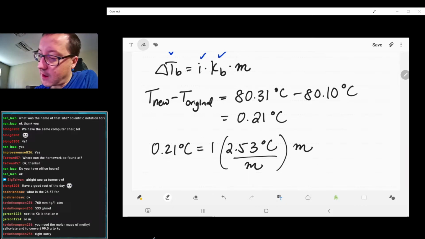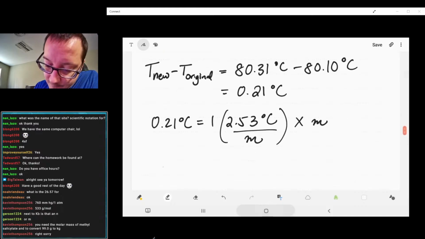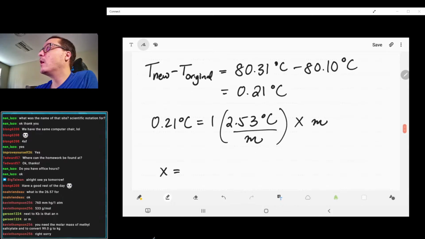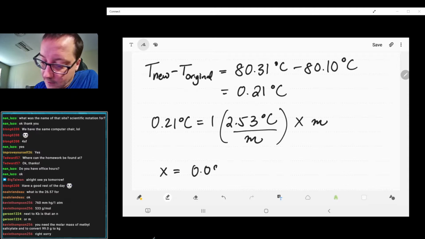I'll just put another X there, because we know that our unit should be molal, right? So we can figure out what X is going to be. Let's go ahead and do the math. We have 0.21 degrees Celsius divided by 2.53. We know that X is going to be 0.083.